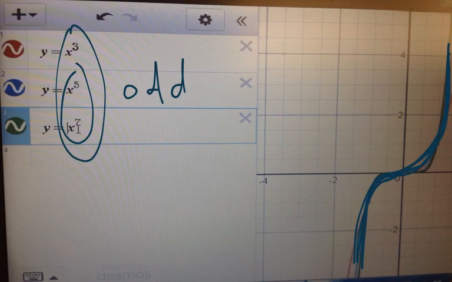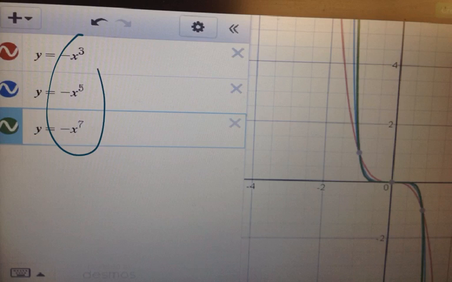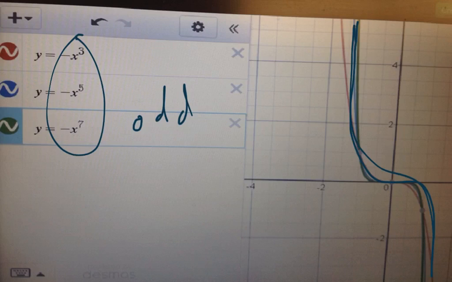The higher the power, the more kind of square it gets near the center inflection point, as we like to call it. But all odd functions have that same snaky or wavy shape. Whereas, notice this one, they're negative odd functions, they'll have the same shape, they'll just go the other way. So if you understand that, guys, then it's going to make your graphing a lot easier to understand.